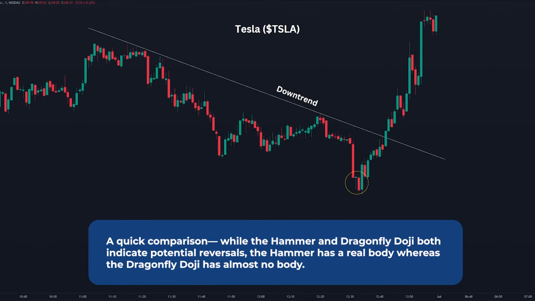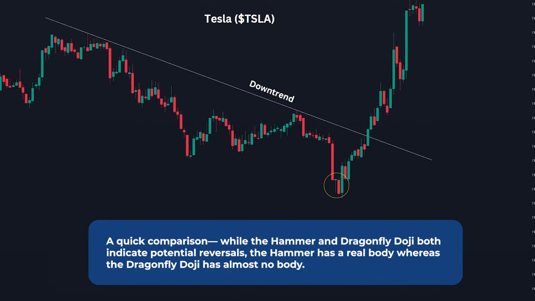We will look at the hourly chart of Tesla as an example. Notice how the prices were trading in a downtrend, and right at the bottom we got a Dragonfly Doji candle, which marked the end of the downtrend. Afterwards, we saw the prices recovering and going up, making a new uptrend.